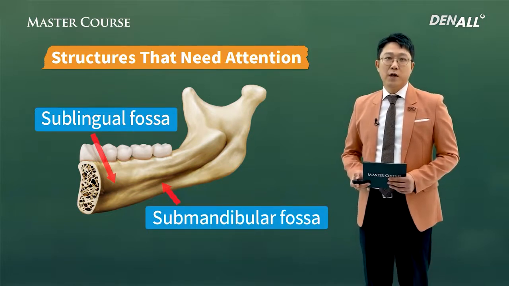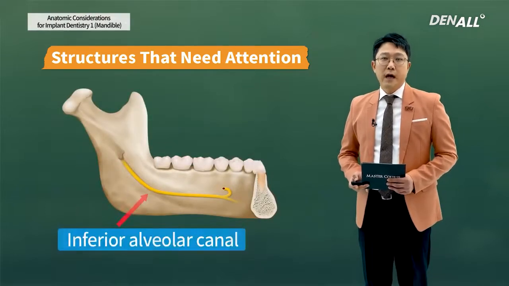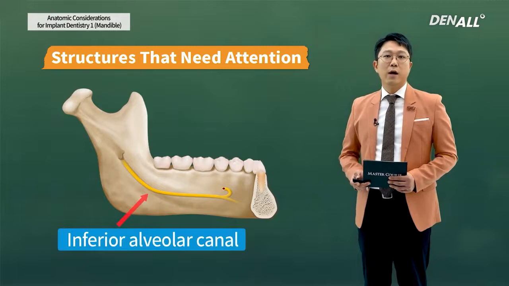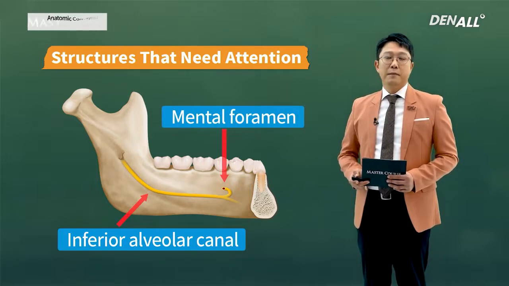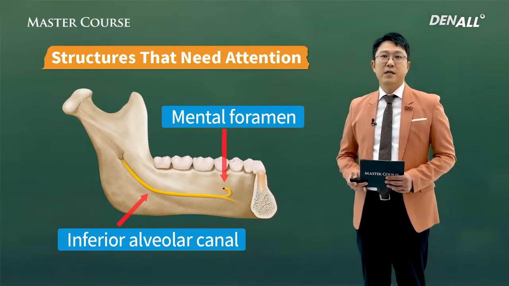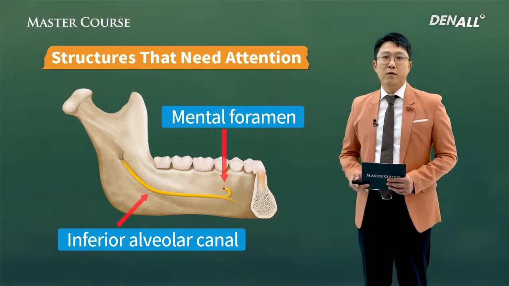Another structure that you need to be careful in the mandible is the inferior alveolar canal and the mental foramen. Before surgery, we need to identify the locations of these on the X-ray. So when you place an implant, you need to be careful not to touch them because nerve and the blood vessels are running there.